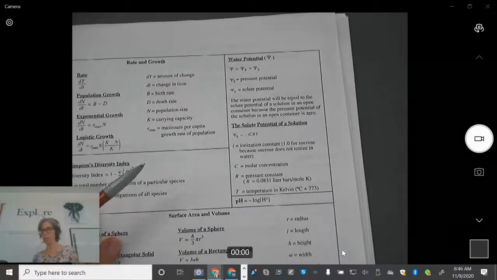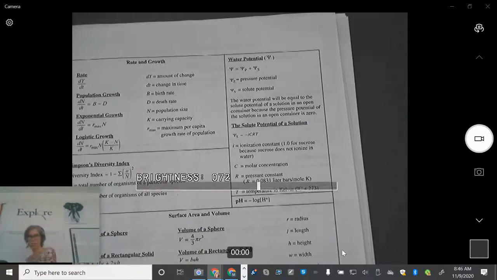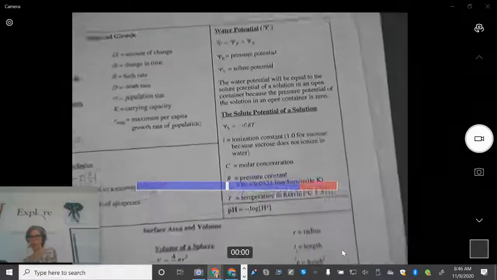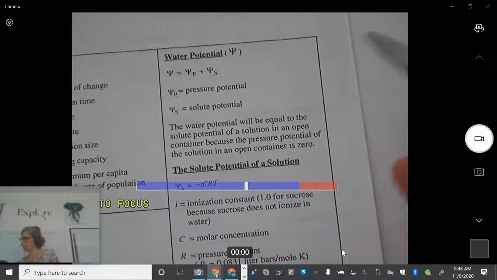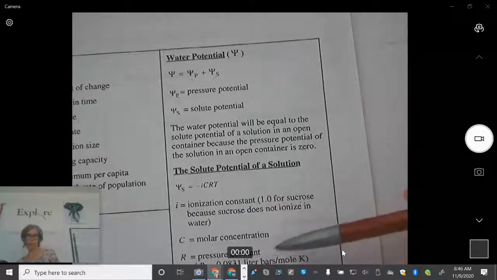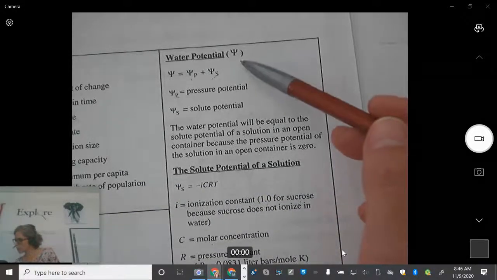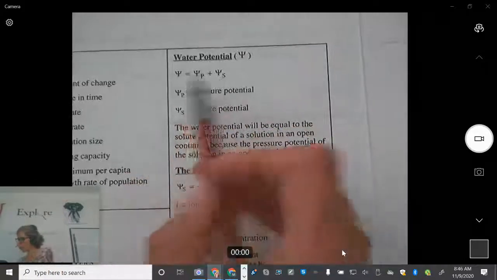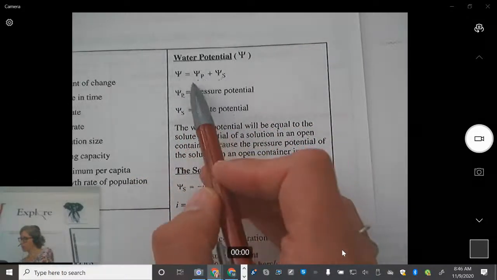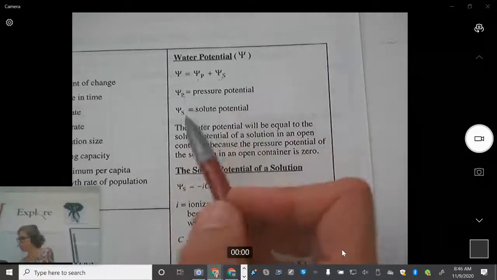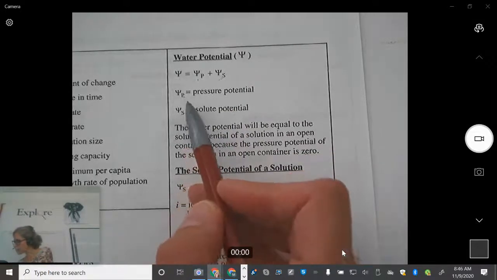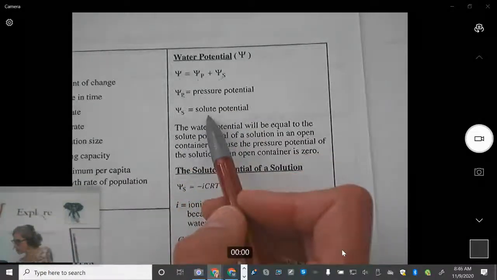Welcome to AP Biology. Today I'm going to go over some water potential practice questions. If you look at your formula sheet, you've got a bunch of equations on water potential here. Water potential is psi. Water potential is the pressure potential plus the solute potential. So psi P is the pressure potential, psi S is the solute potential.